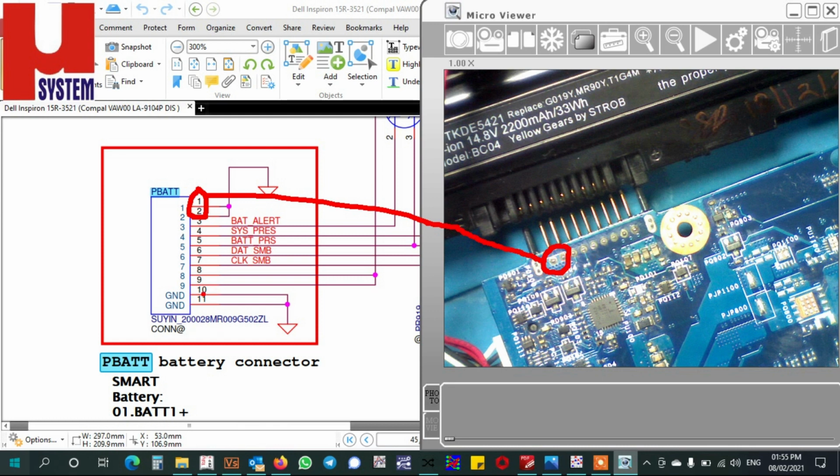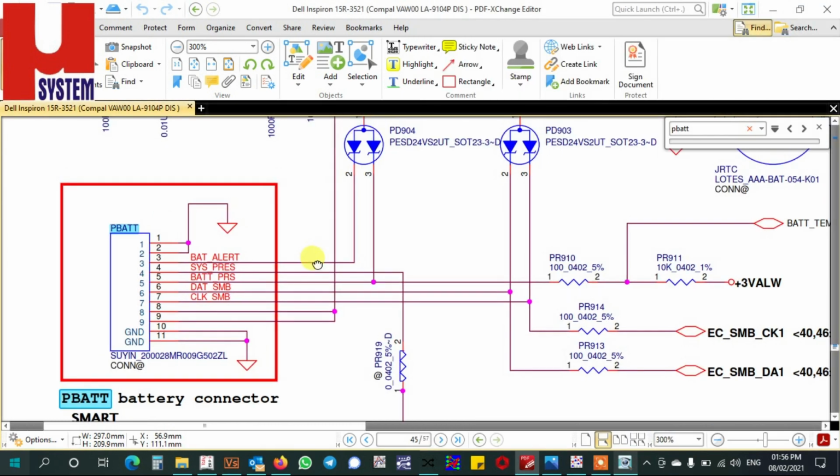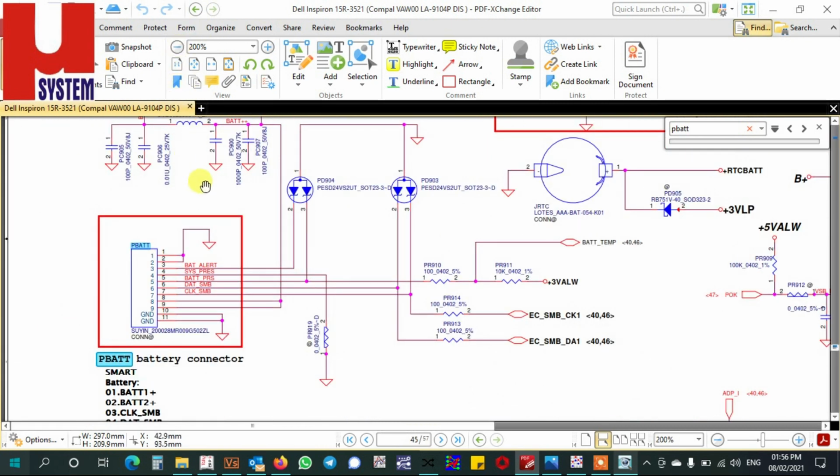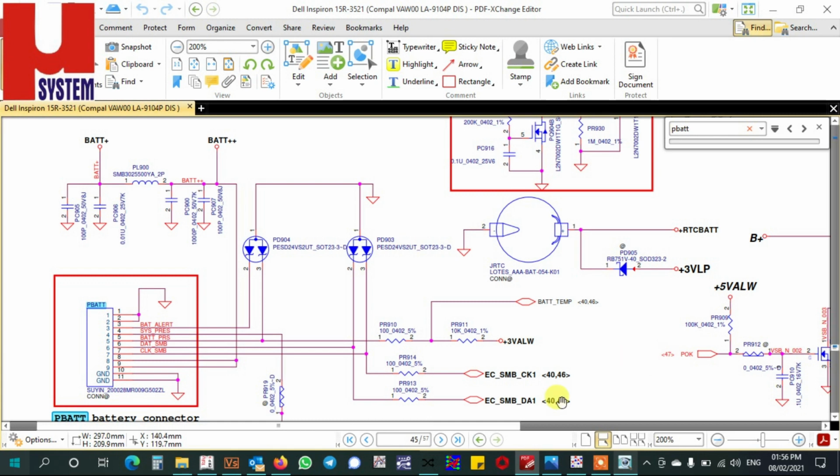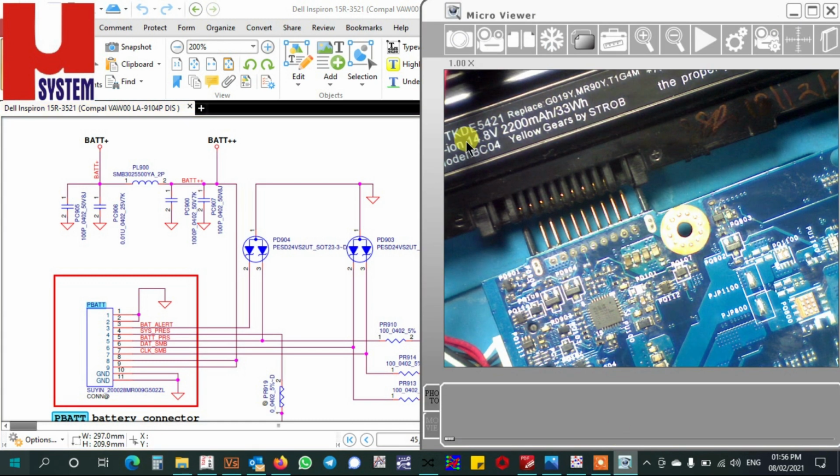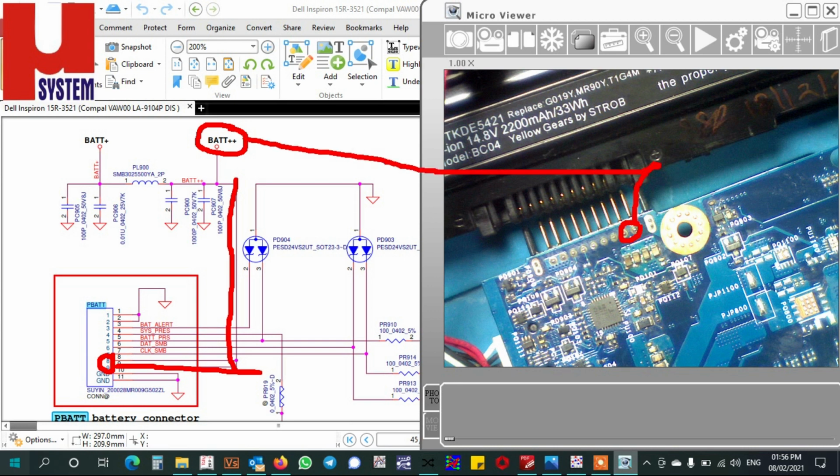Okay. And 8 and 9. This is the positive pin, which is connected over here. 8 and 9 are basically connected to the positive line. It is written over here, battery plus. So this is the battery plus.